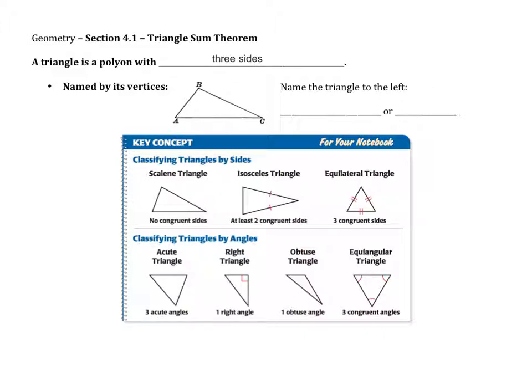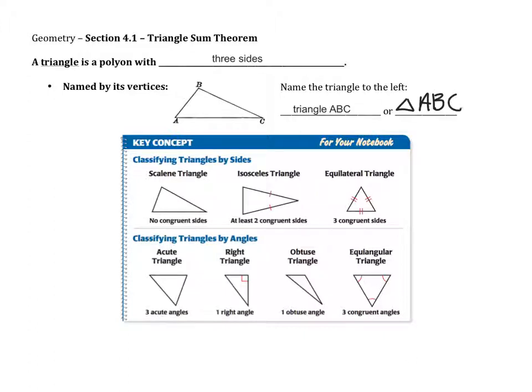So a triangle is named by its vertices. Remember, vertices are like the points where all the sides come together. So in this diagram, I gave you a triangle with vertices A, B, and C. The symbol for triangle is a triangle itself. So I could either call this triangle with the word triangle ABC, or I can use this symbol, which, like I said, is an actual just triangle. So you could say triangle ABC.